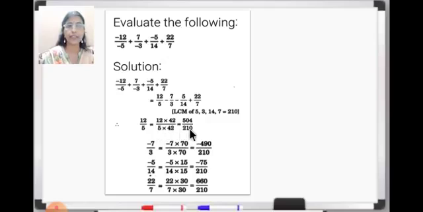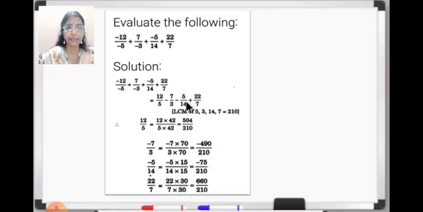So 5 into 42 is 210, 12 into 42 will be 504. Now we will take the next rational number, minus 7 upon 3. Here in the denominator 3 is there. So 3 into 70 is 210. Same way in the numerator also we are going to multiply minus 7 by 70. So you will get minus 490. So the next rational number will be minus 490 upon 210.